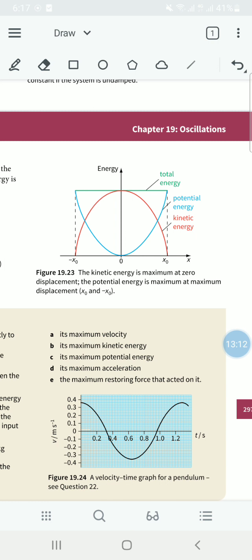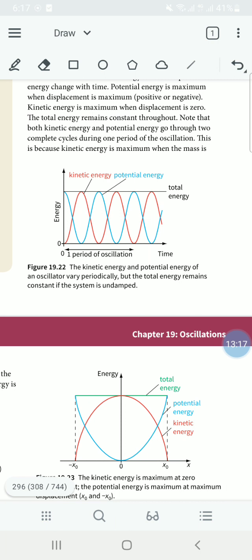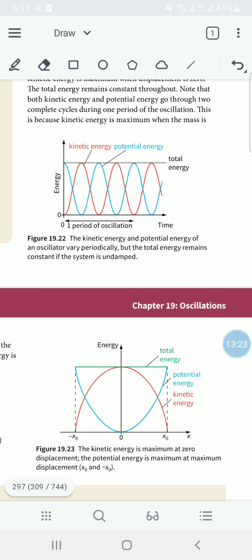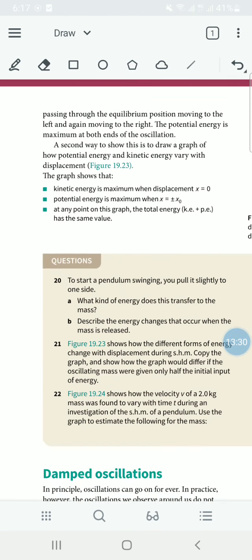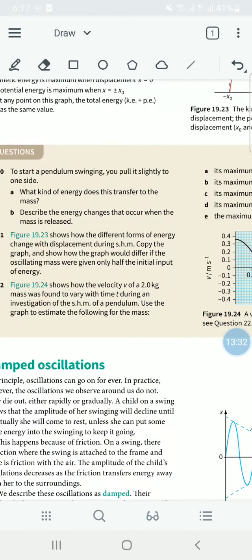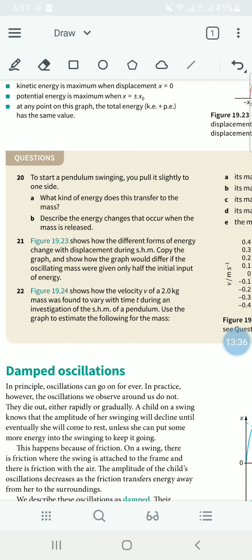Please draw figure 19.23, and for the earlier graph you have to draw figure 19.22 as well. Make sure that you draw both of these graphs and try to understand what they mean. Once you have gone through these things, if you understand, please do questions 20 to 22. If you don't understand and need further explanation, please let me know.